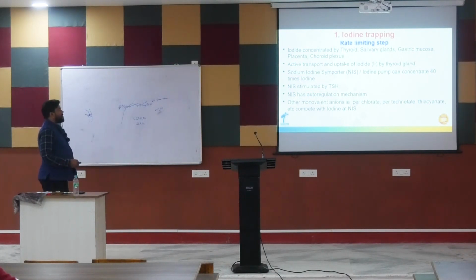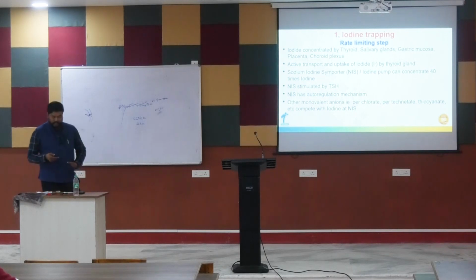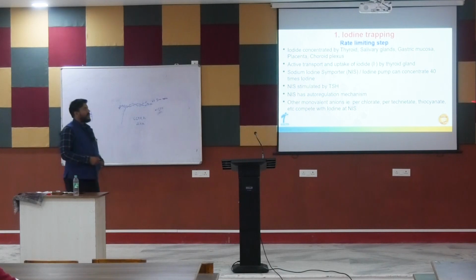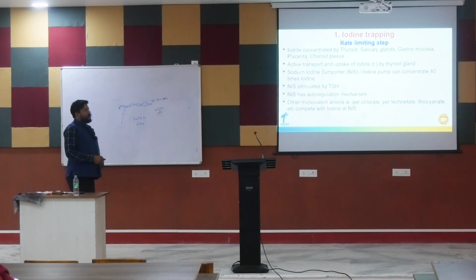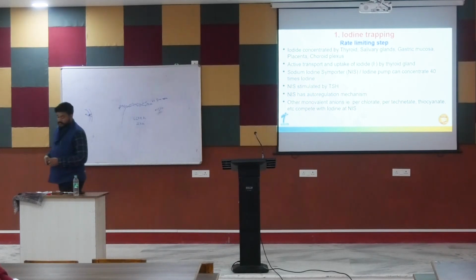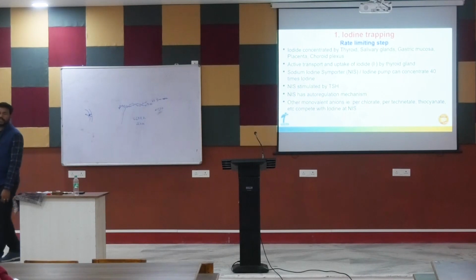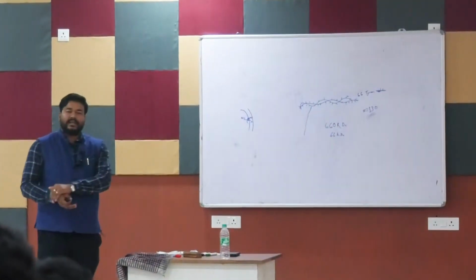Other monovalent ions are perchlorate, pertechnetate, thiocyanate. They compete with the iodine at the iodine importer. This is the importance. So thiocyanate and pertechnetate normally compete with the iodide for uptake into the cell, in the colloid. So what is the clinical importance? If there is more concentration of thiocyanate in your blood, what happens? It prevents entry of iodine inside the cell.